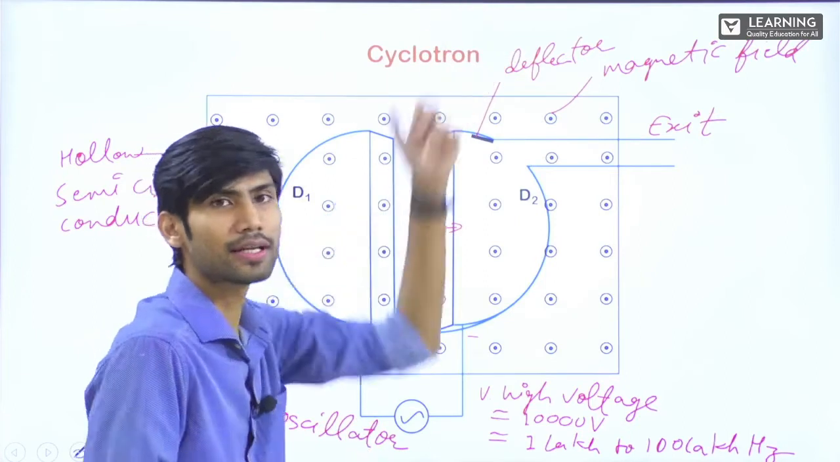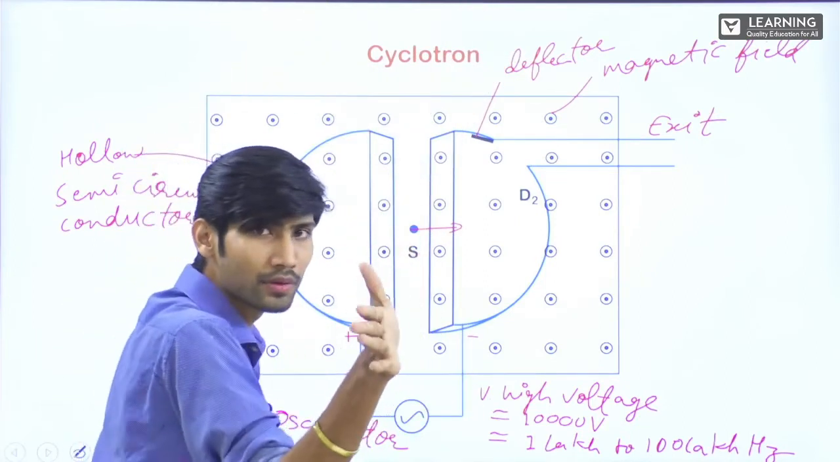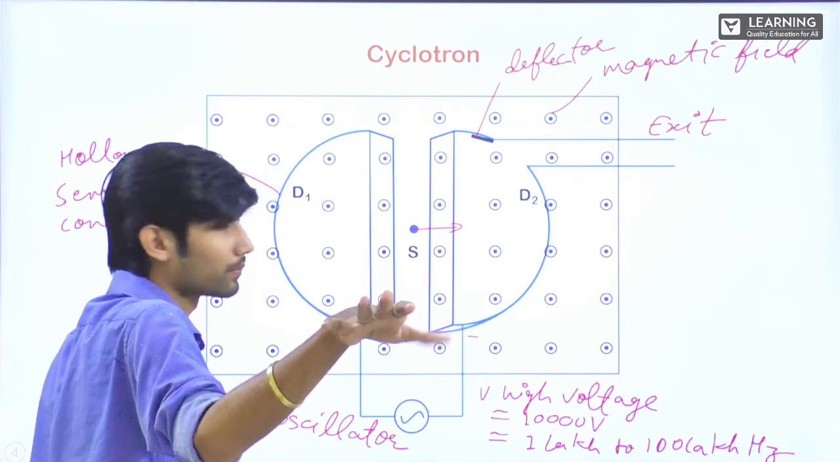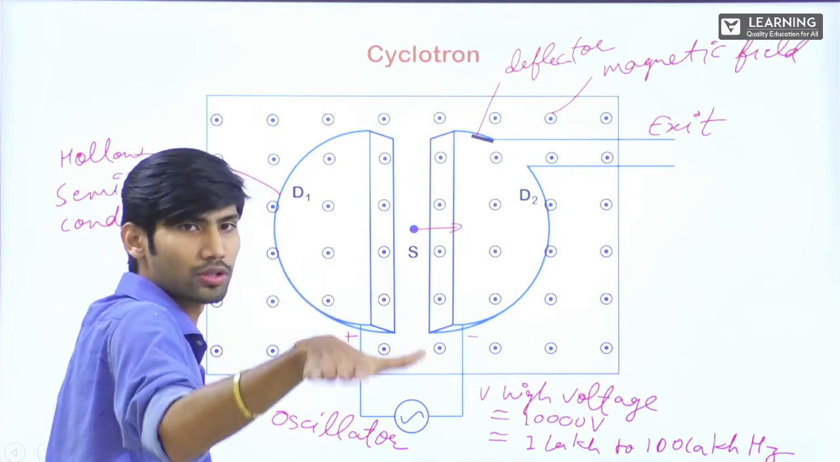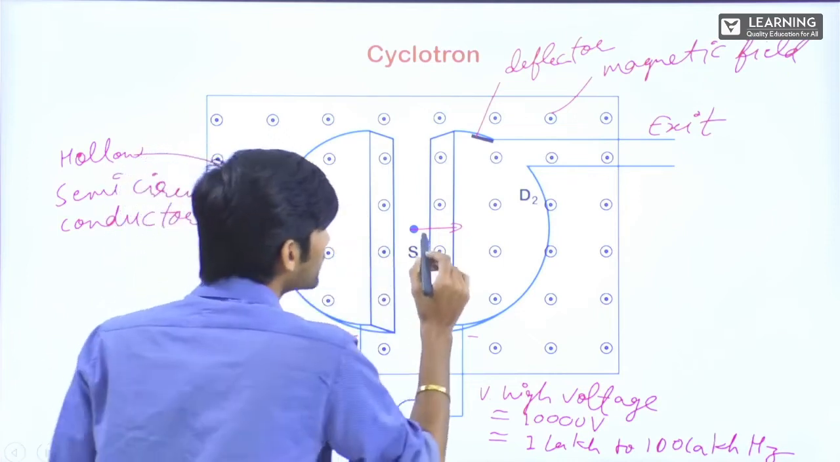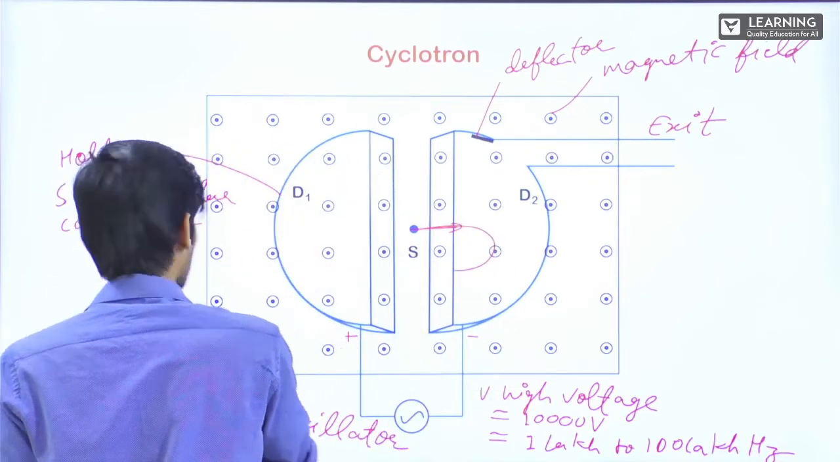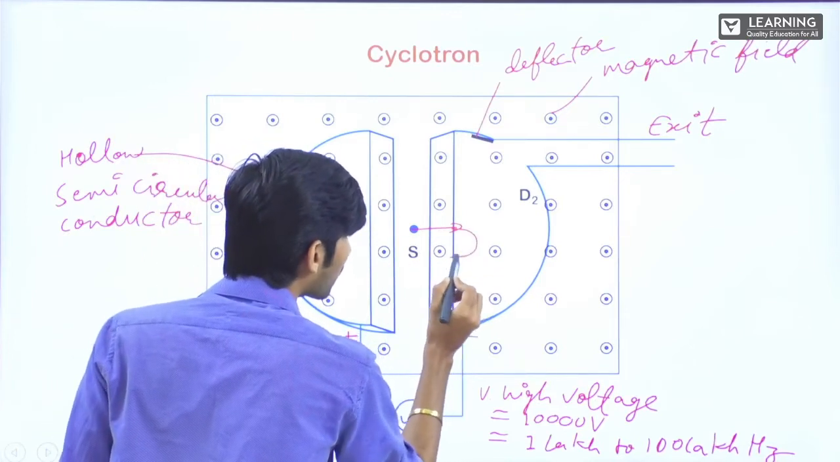In which direction? Let's see. Right hand palm rule. Magnetic field, velocity in the direction of the thumb. Right? And then the direction of the palm gives the direction of force, downwards. That means this will do a downward circle like this. Let's make a small circle.